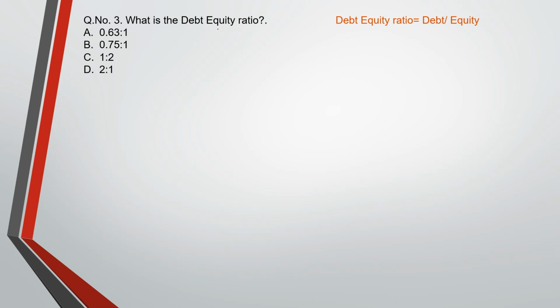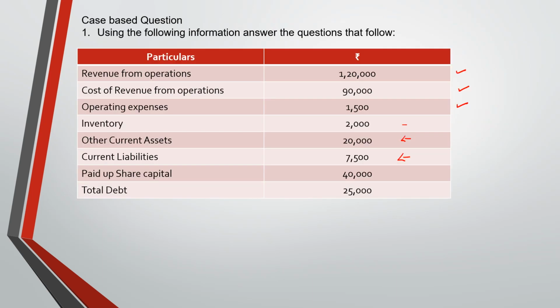Third question is, what is debt equity ratio? Now, they have given three options. The debt equity ratio formula is you take the debt divided by equity. Now, what is debt? Debt is related to the long-term borrowings. Here they have given total debt 25,000. And equity, from the information, we have paid up share capital, nothing else. Equity would include the share capital and the reserves and surplus. Those belong to the shareholder.